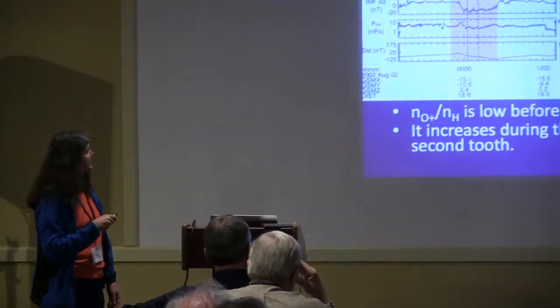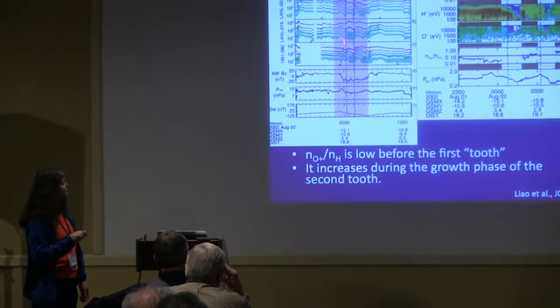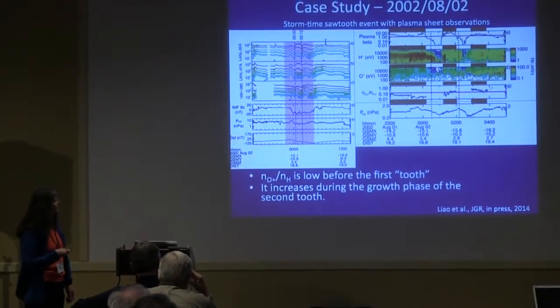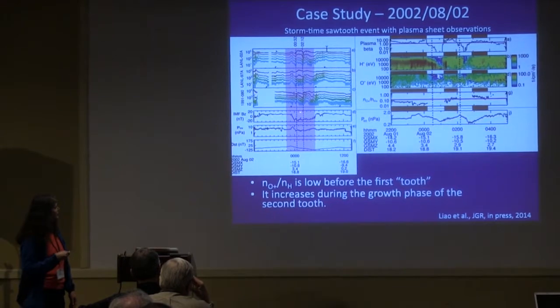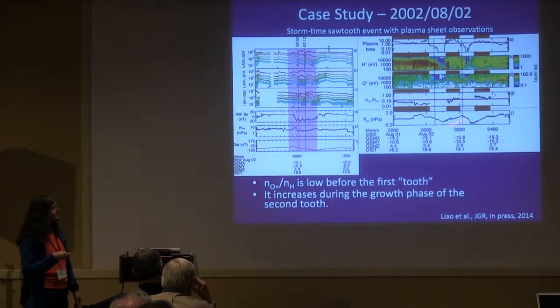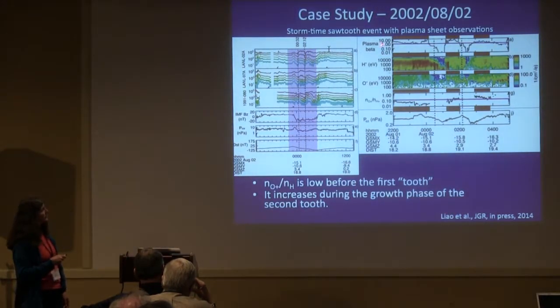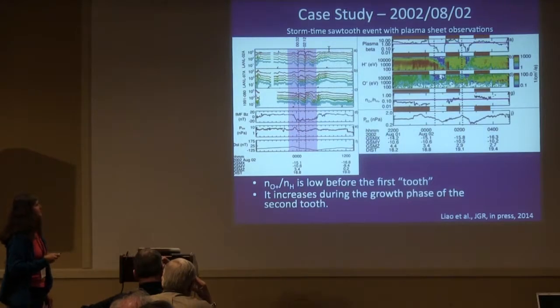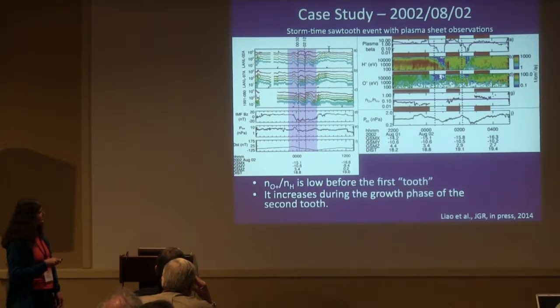So again, this is the Los Alamos energetic particle data. This is a two-tooth sawtooth event that is occurring during a storm and is driven by this strong southward Bz. And this is the plasma sheet data from Cluster. The top panel shows the plasma beta, so that's how we identify when we're in the plasma sheet, and the red bars mark the plasma sheet time periods. And then these dashed lines show when the sawtooth occurs.